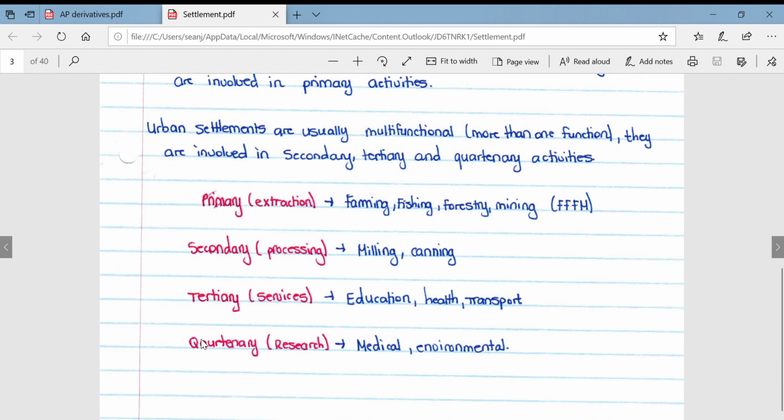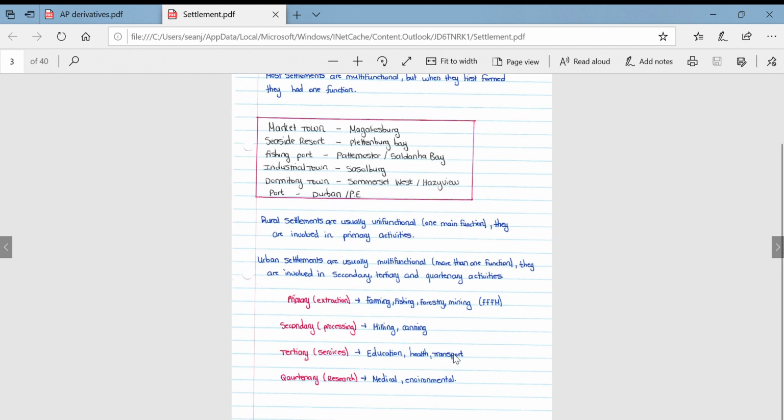Then we look at classification of settlements, either primary, secondary, tertiary, or quaternary settlements. Primary settlements involve the extraction of minerals, farming, fishing, forestry, and mining, the 3 F's and M. Secondary has got to do with processing of raw materials, milling or canning. Tertiary is provision of services, education, health, transport. And quaternary is looking at research such as medical or environmental.